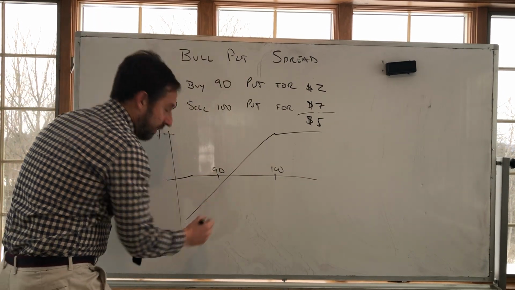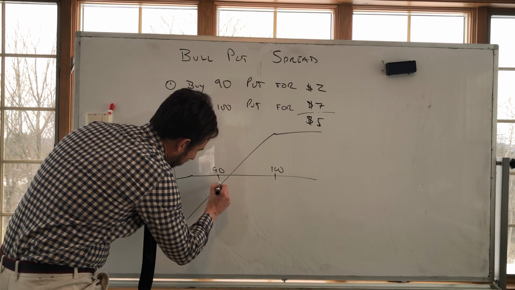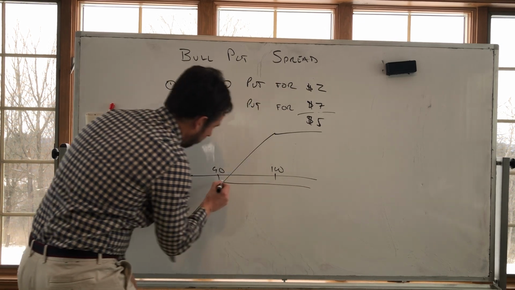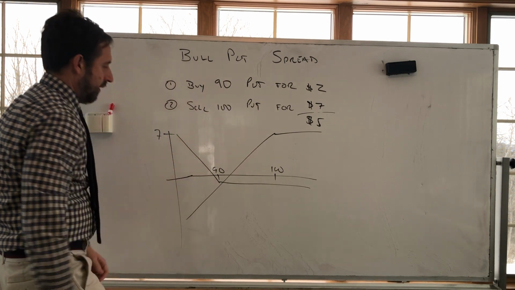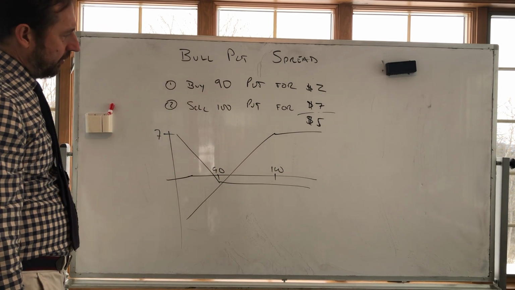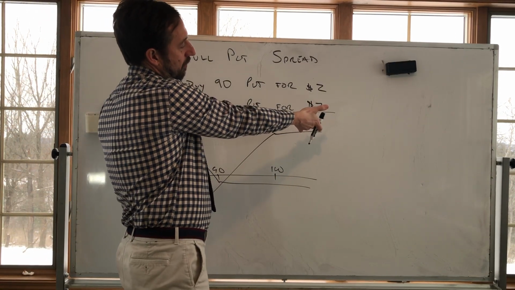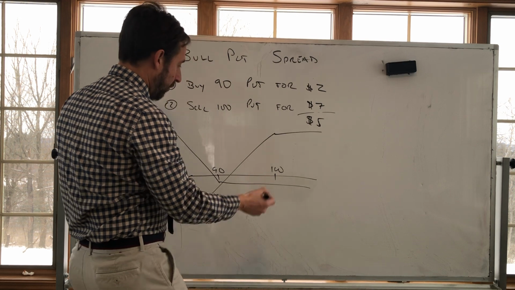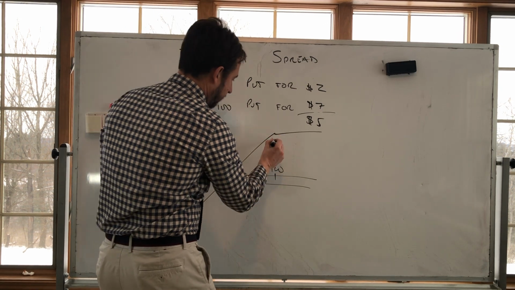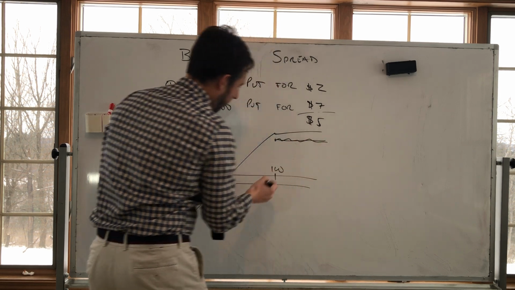Now, maybe I'll make my artwork a little bit better here, because this is going to be -2 here, so I'll put this somewhere here. Now all we have to do is, again, the same argument. My max gain is going to be $5, but we can look: this is plus 7 minus 2, so that's going to be 5, right? Max gain of 5.